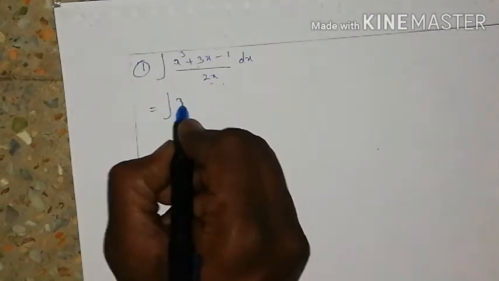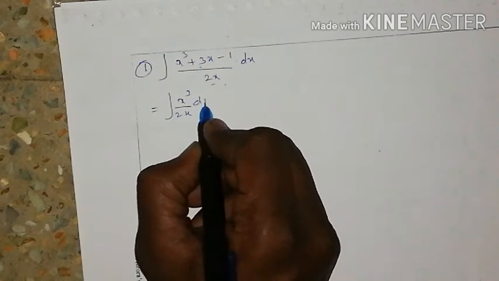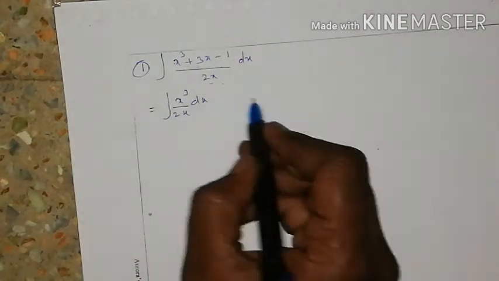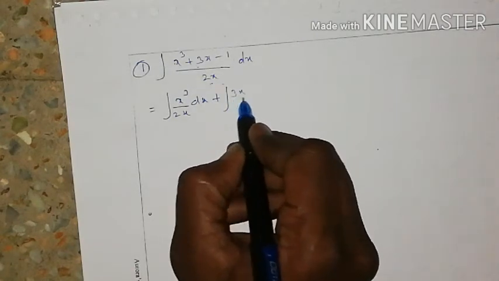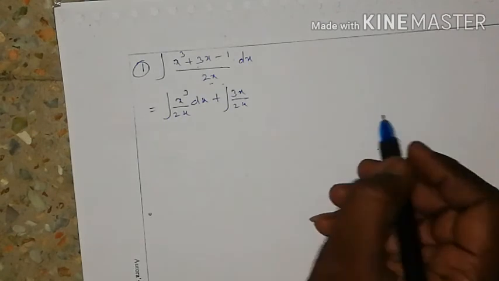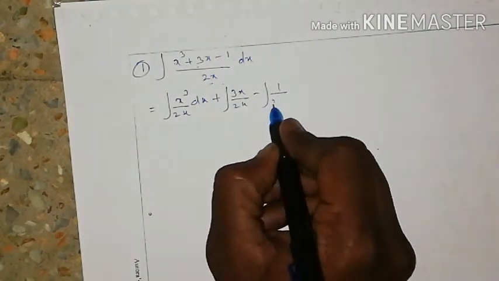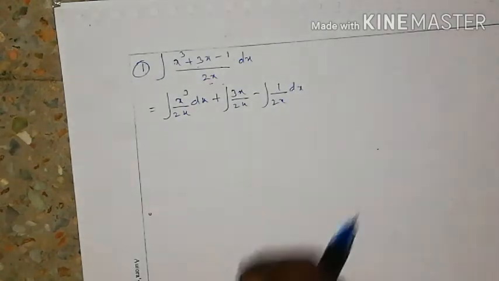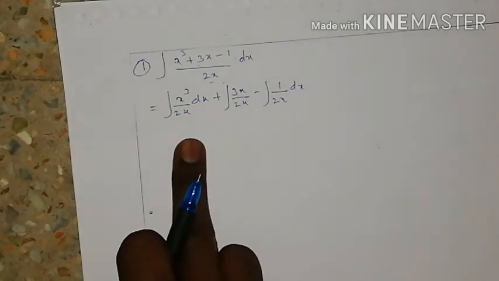So the first term becomes x cube by 2x into dx. Right? Now I am writing the second term, plus integration of 3x by 2x. Are you observing? Right, clear. Now minus integration of 1 by 2x dx. Like this you have to separate the terms. Right. Is there any cancellation? Which terms can you cancel here?